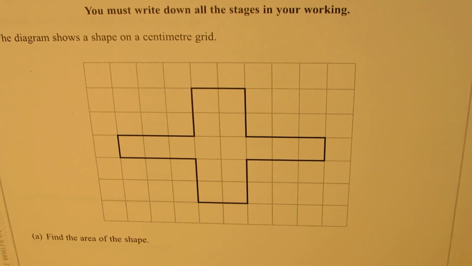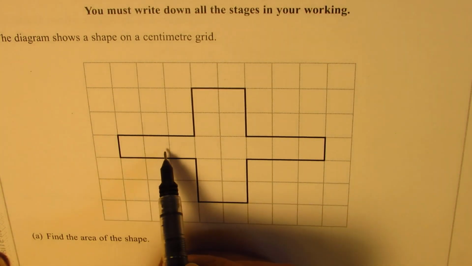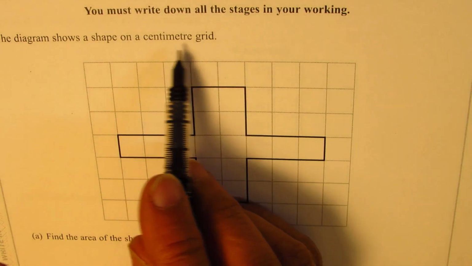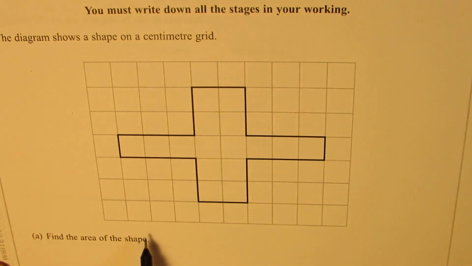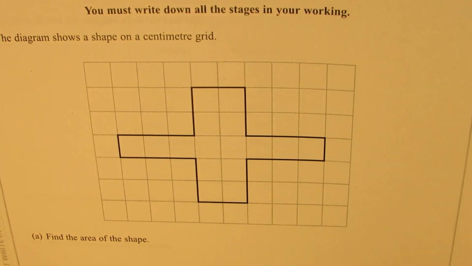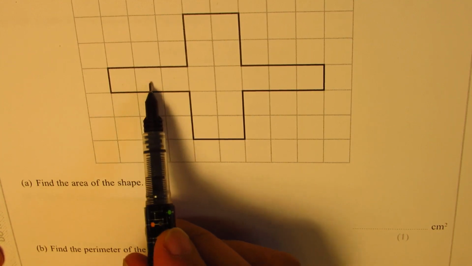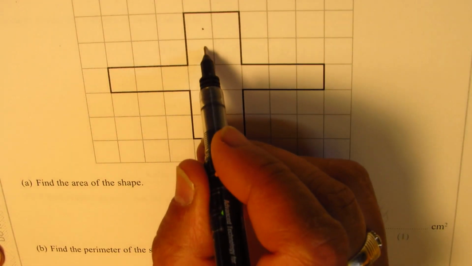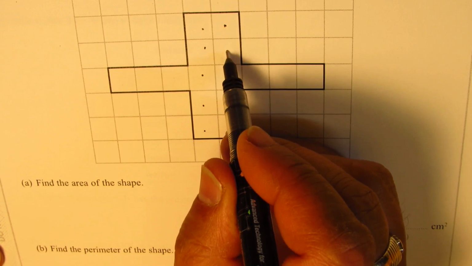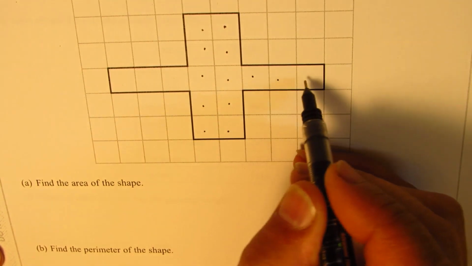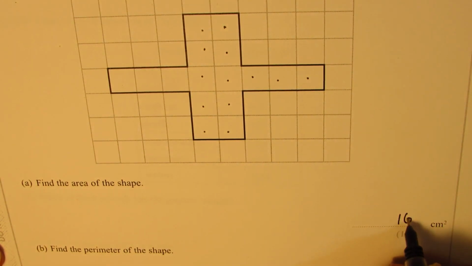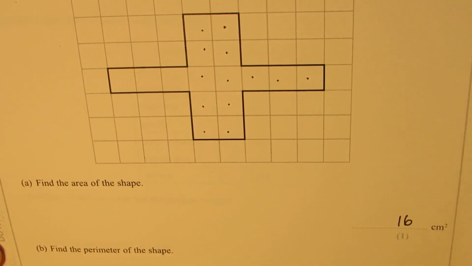So the very first one is to find the area of the shape. You need to count the squares, and the unit is centimeters. It's good practice to write units also. Fortunately, you are actually given units here, centimeter square, wherever you have to write the answer, right? So let's count. 1, 2, 3, 4, 5, 6, 7, 8, 9, 10, 11, 12, 13, 14, 15, 16. So we get 16, and centimeter square is already mentioned.